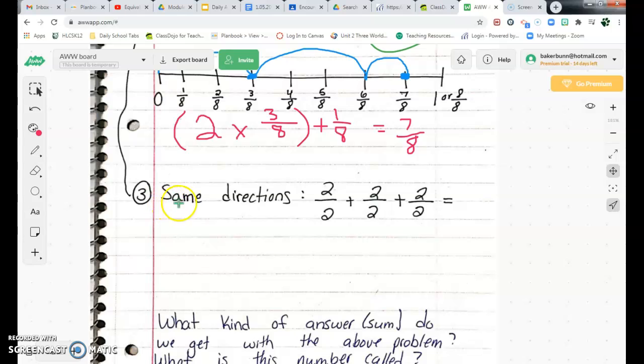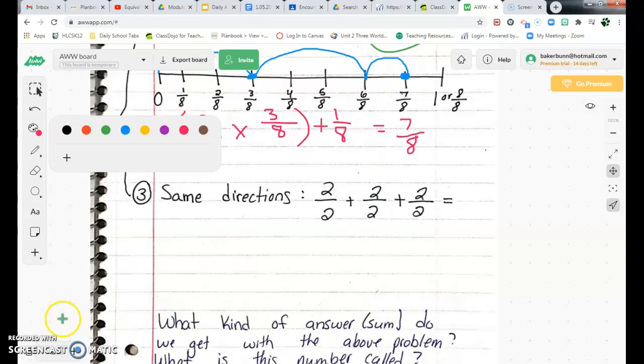All right, jumping down here to the very last one. I would like you to write down, you don't have to write down the same directions, but I want you to write down 2 2's plus 2 2's plus 2 2's plus 2 2's. We're going to show this as an addition, number line, and multiplication problem. I am running out of time, so I'm going to stop this video, come back for part 2 for problem 3 here.